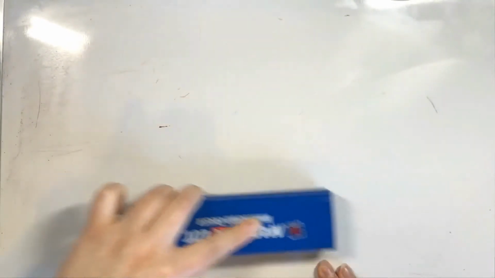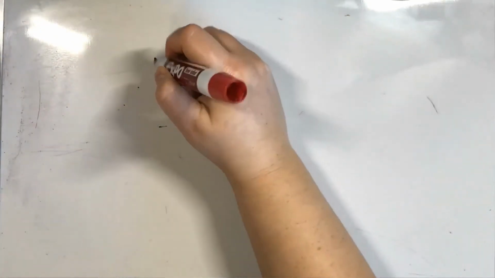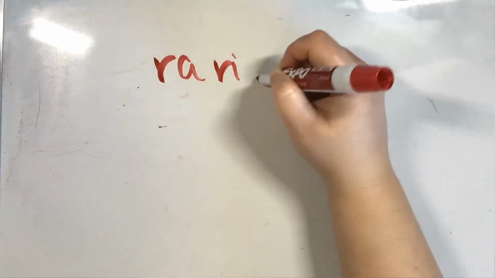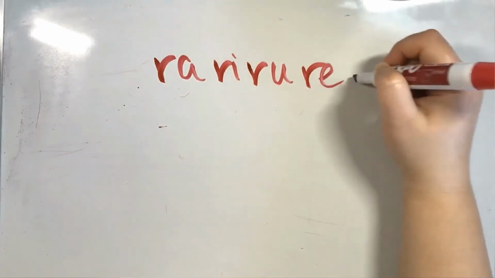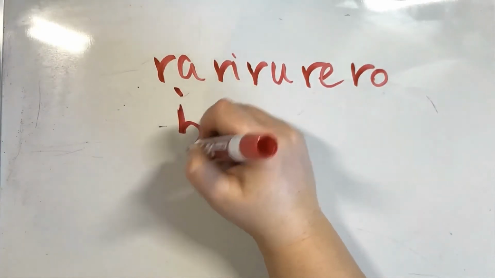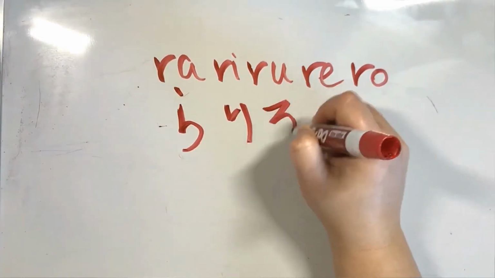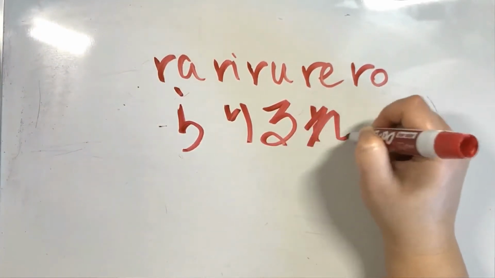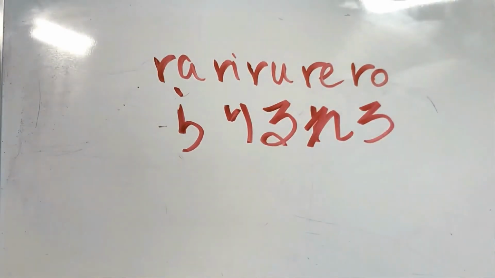Our next characters that we're going to learn are the R characters. So we have ra, ri, ru, re, and ro. So in hiragana, ra, ri, ru, re, ro. Like so.